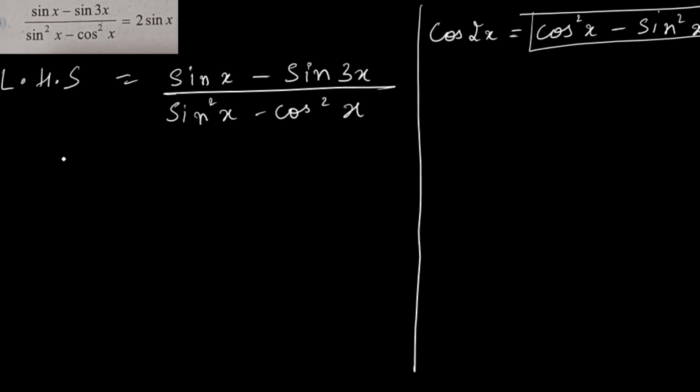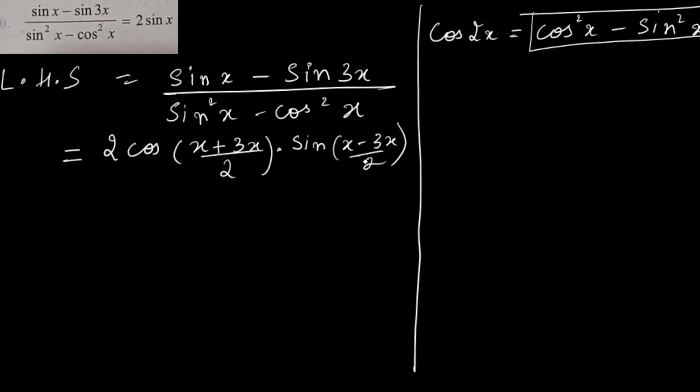What we can do, first of all, let's simplify the numerator. Same identity I have to use. Sin will give us the combination of sin and cos, but if minus is there, cos will come at the front. So this will be 2 cos (x plus 3x) divided by 2 into sin (x minus 3x) by 2. Don't write it as 3x minus x. We have to do the subtraction, first angle first, then second angle.